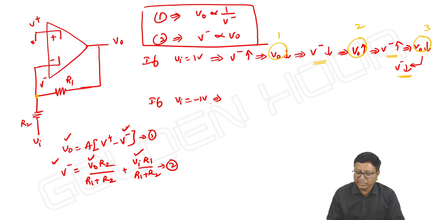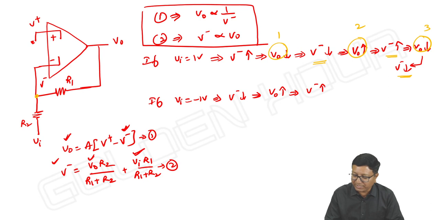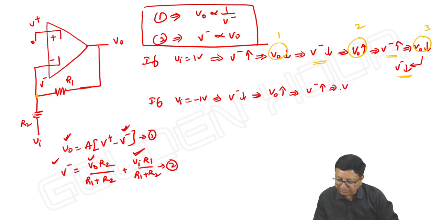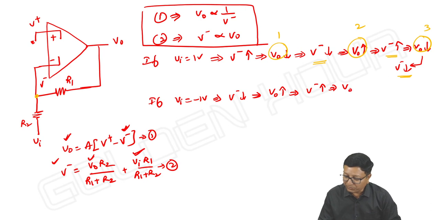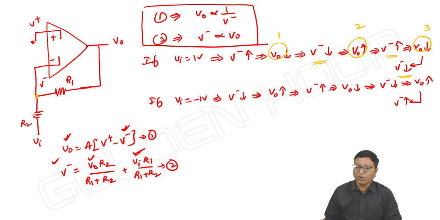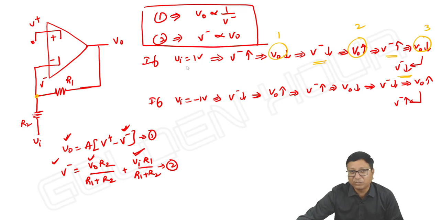Anyway, if V input is minus, so it is decreasing. V input decreases, so V minus will decrease. If V minus decreases, what happens to the output? Output will increase. If V output increases, then V minus will increase. V minus increases, then V output will decrease. V output decreases means V minus will decrease. V minus decreases, V output will increase. V output increases means V minus will increase. So alternatively, you can see here. It's not mandatory that it is valid only for input positive.